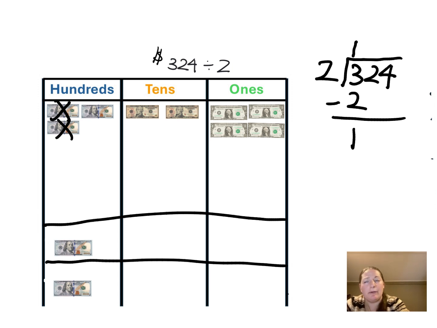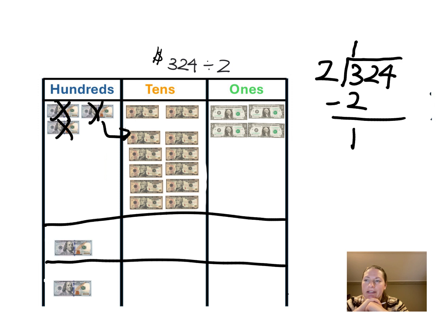So what do I do now with this group? I'm not going to take my $100 bill and rip it in half. So what I'm going to do is place the $100 bill back into my wallet, and I'm going to take out 10 $10 bills. Now, when I take out 10 $10 bills, what does that equal to? What's the value of 10 times 10? 100, that's right.